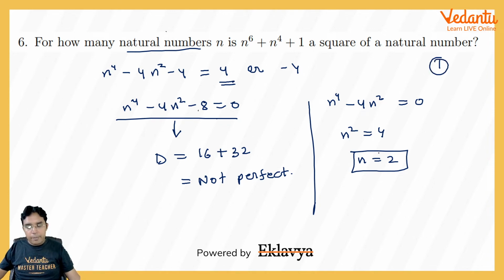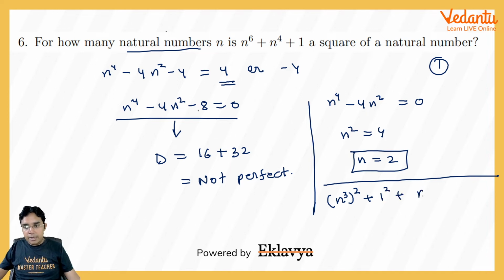Dear all, let me tell you, some people may say that this 2 was very much visible clearly. How? You can say that n power 6 is n cube whole square. Then I write 1 as 1 square, and then I can write this as n into n cube. So in order for this to become a perfect square, I think n is equal to 2 is a choice, isn't it? Because then it will become a square plus b square plus 2a into b. So n is equal to 2 has to be the answer.